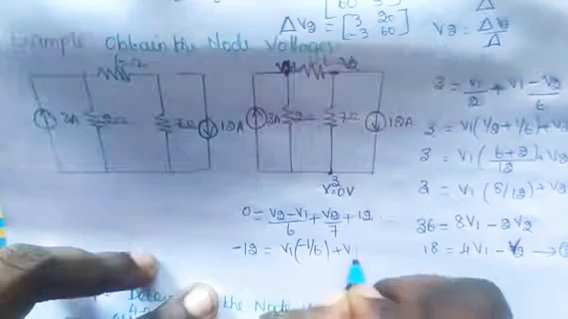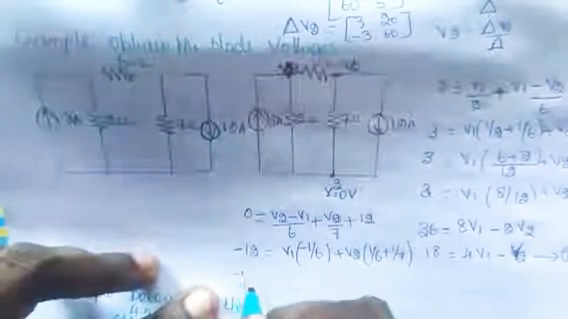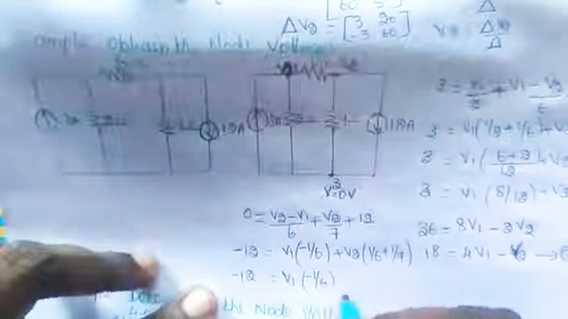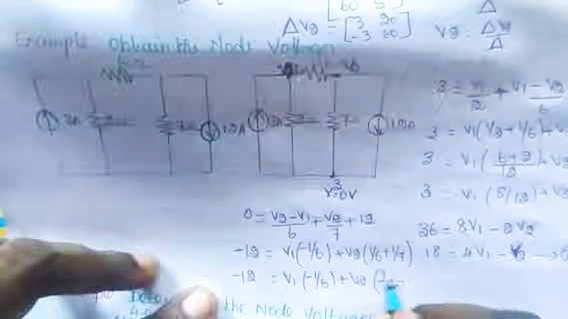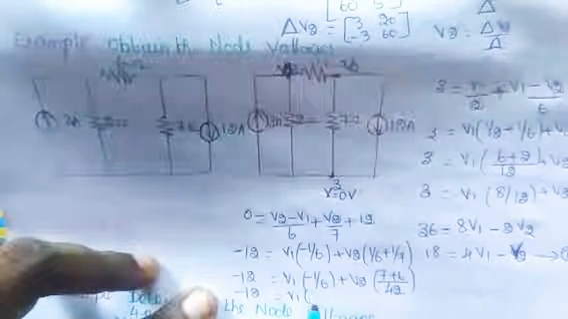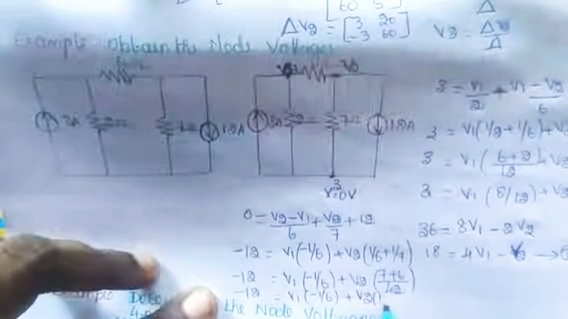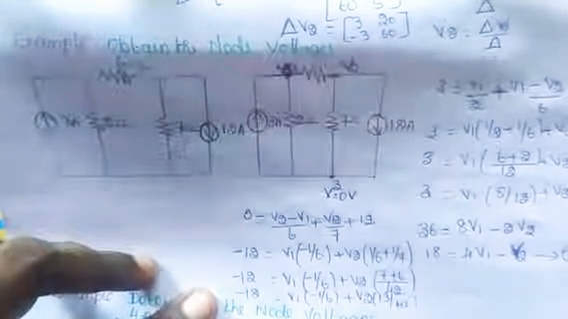So I can rearrange this as minus 12 is equal to V1 into minus 1/6 plus V2 into (1/6 plus 1/7). So minus 12 is equal to V1 into minus 1/6 plus V2 into (7 plus 6)/42. Minus 12 is equal to V1 into minus 1/6 plus V2 into 13/42.